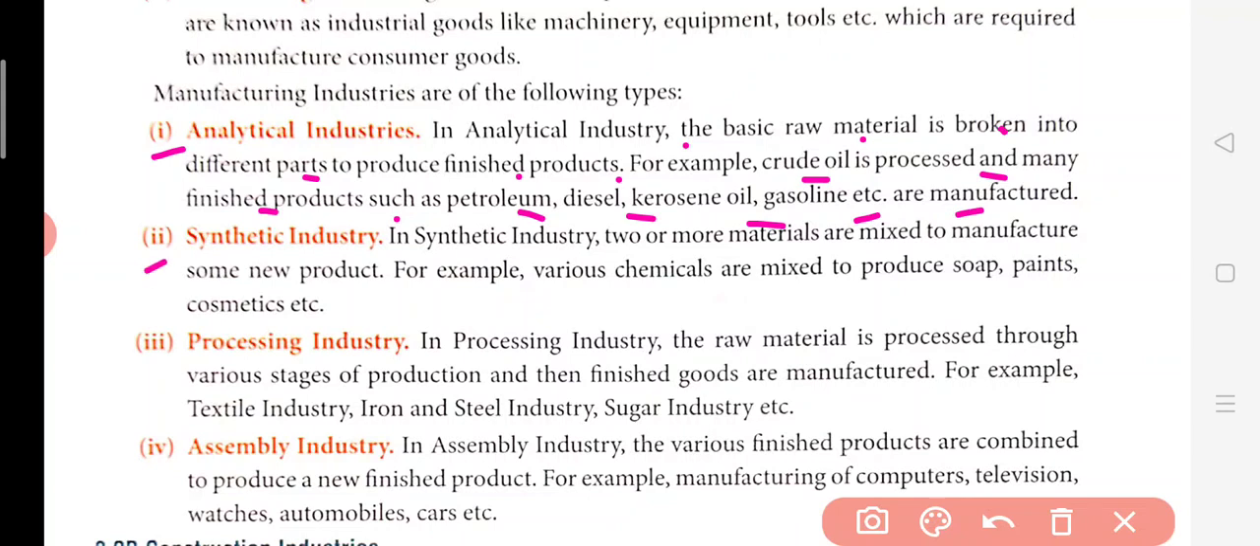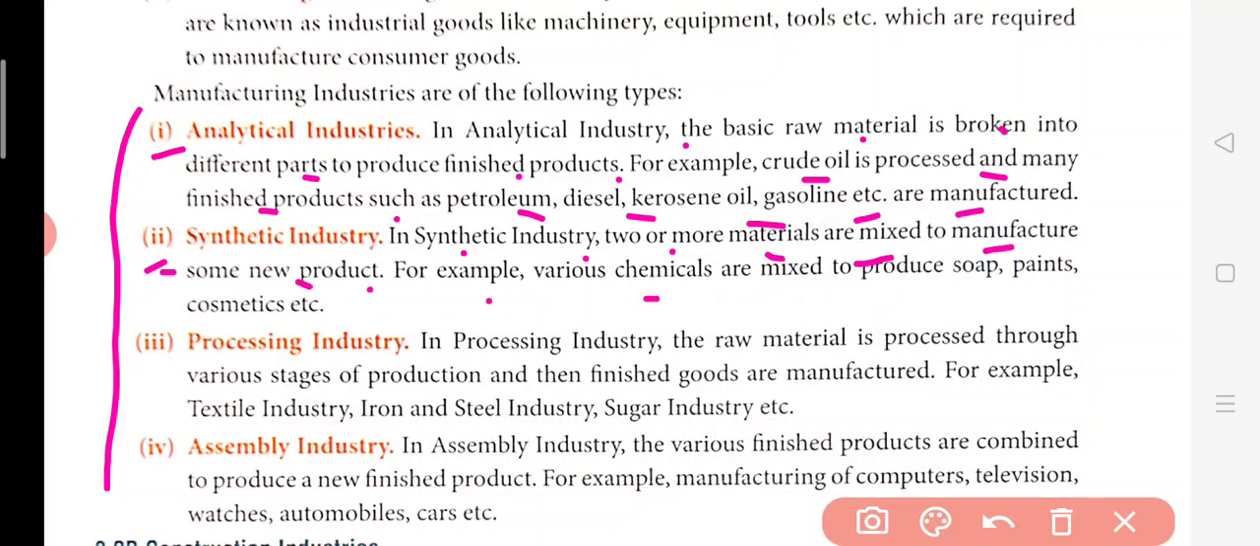Now the other one is synthetic industry. All these are examples of manufacturing industries, so don't get confused. So what is synthetic industry? Many times you hear this word synthetic. In synthetic industries, two or more materials are mixed to manufacture some new products.